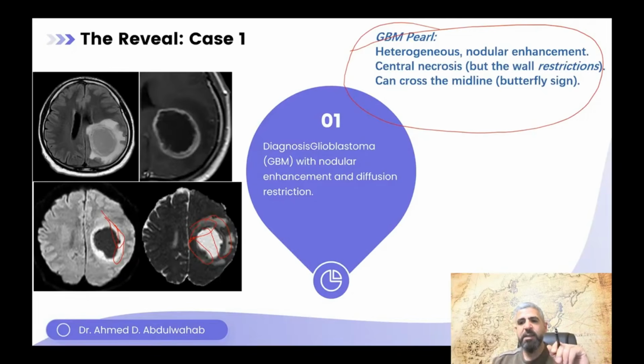Why not C, metastasis? Metastasis is usually multifocal. Solitary metastasis can mimic glioblastoma, but diffusion restriction in the solid part is rare in metastasis. So usually metastasis does not have solid diffusion restriction and is usually multiple. This is solitary and has diffusion restriction in the wall.